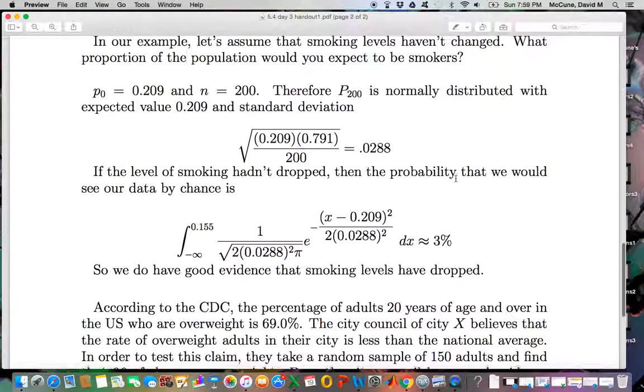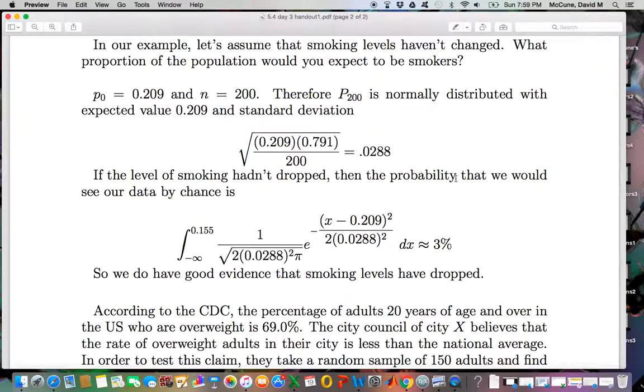Again, if smoking levels hadn't dropped, the probability that we would see data like ours by chance is 3%. That's pretty low.